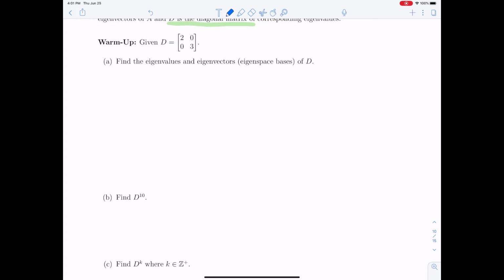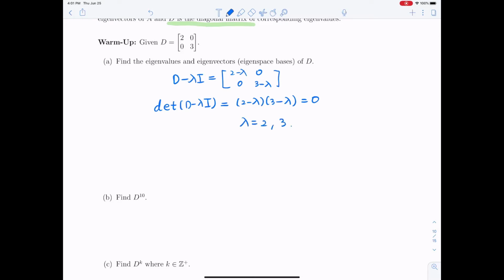So basically, to get the eigenvalues and eigenvectors, we have to solve the characteristic equation. In other words, D minus lambda I is given by 2 minus lambda, 0, 0, and 3 minus lambda. And we have to solve for the determinant of D minus lambda I equals 0. This equals 2 minus lambda times 3 minus lambda, and the roots of this equation should be lambda is 2 and 3.